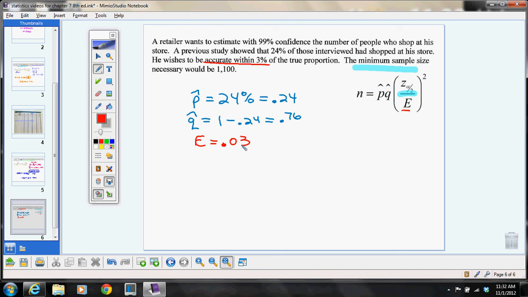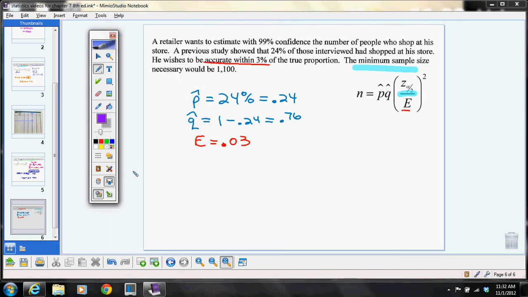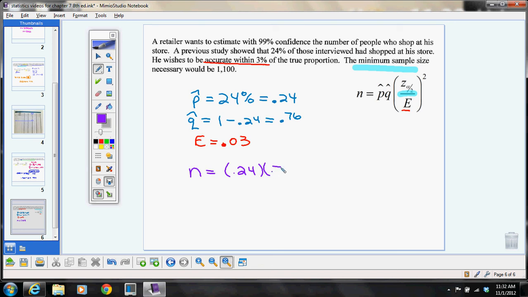So now let's plug this in an equation. We are going to have n equals p hat, which is 0.24, times q hat, which is 0.76. And that is going to be times z sub alpha over 2, for 99% is 2.58, over the error, which is 0.03. And then you want to square that answer.